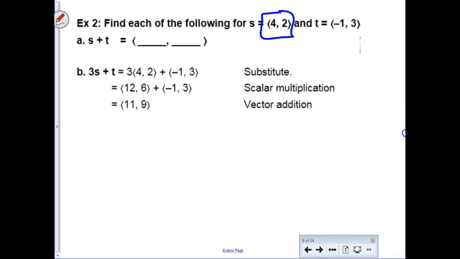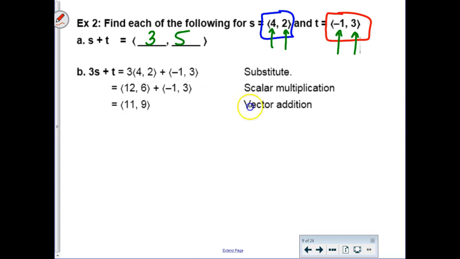So here's s, and here's t. To find our new vector, you're just going to add the horizontal components together, so that would be a 3. And then you're going to add the vertical components together, and that would be a 5. So that's a nice question. This question's already done for you, so sorry about that.